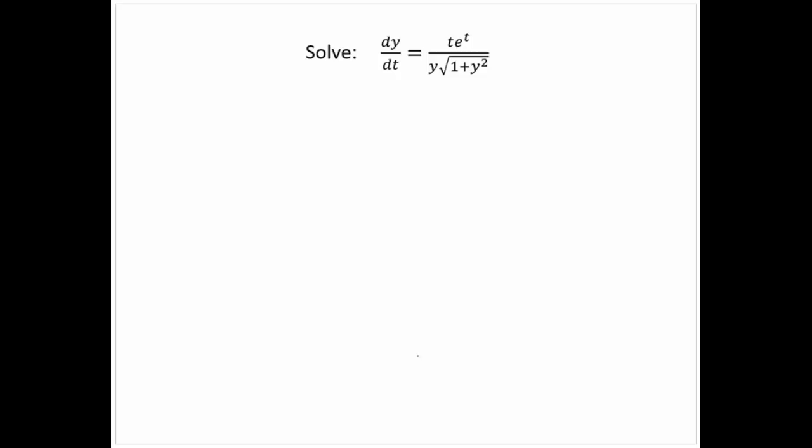Solve dy/dt is equal to t e to the t over y times the square root of 1 plus y squared. I think this would be a good one for you to try on your own. So now would be a good time to pause.